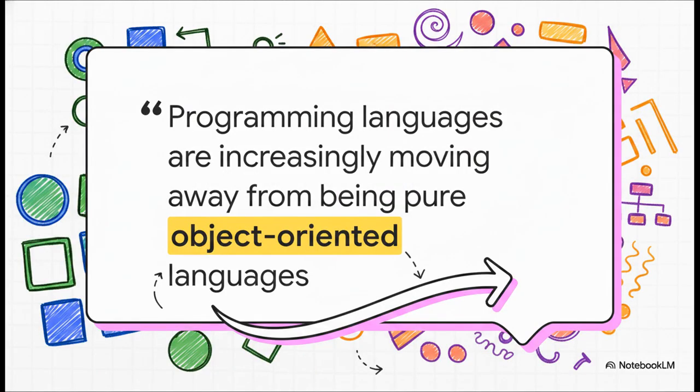In fact, the source material explicitly highlights this shift, stating, programming languages are increasingly moving away from being pure object-oriented languages as our software design methodologies evolve. And this isn't just some fringe opinion. This is a massive industry-wide shift. The very tools and languages we use daily are adapting, pushing us away from an exclusive reliance on pure object orientation and towards something much, much more flexible.